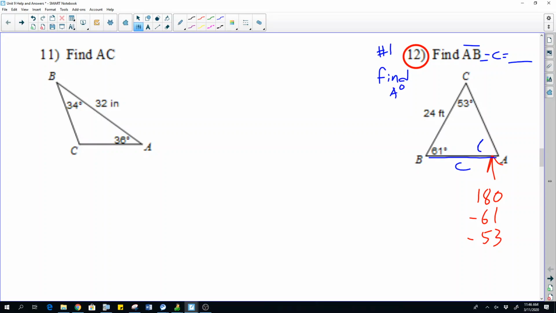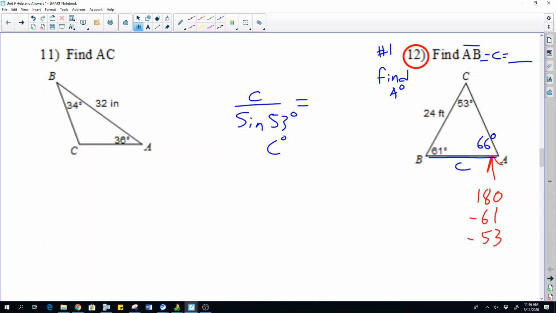And so we just did that with our calculator, and we got 66 degrees. Cool. Okay, so now to find little c, we have an angle and a side. Now remember, to find the side length little c, we're going to start with little c. And so we write little c over sine of big C, which in this case, big C is 53 degrees.